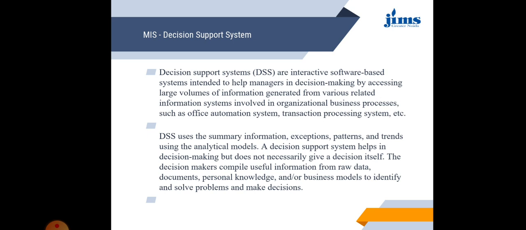Decision support systems use summary information, exception patterns and trends using analytical method models. A decision support system helps in decision making but does not necessarily give a decision itself. The decision makers compile useful information from raw data, documents, personal knowledge, and a business model to identify and solve problems and make decisions.